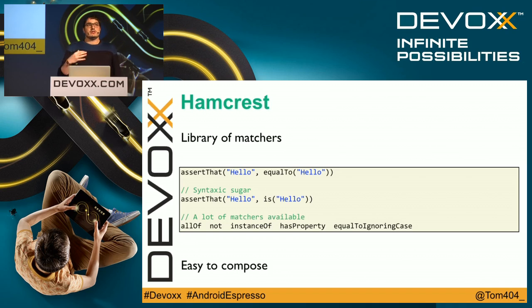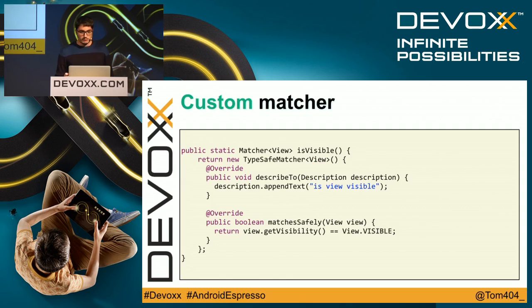But what is really interesting with Hamcrest is that it's really easy to compose matchers. So you can build powerful matchers just by composing simple matchers. That's really interesting. And also, it's really easy to write a custom matcher. For example, if you want to create a matcher that checks that a view is visible, you just need to create a static method and return a new type safe matcher.